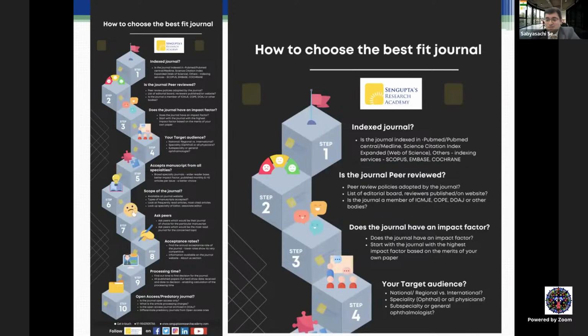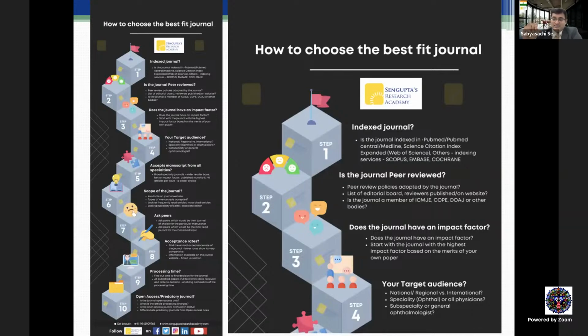Next is, who is your target audience? Now, this was about the journal, right? Now, next is, who is your target audience? Is it a national, regional, or an international audience? I mean, is your paper important for an international audience, say something about phacoemulsification or something like that, or is it a national or regional audience which will be more interested, say like corneal ulcers or something which is not seen much in the West? Then your regional or national journal may be a better choice.